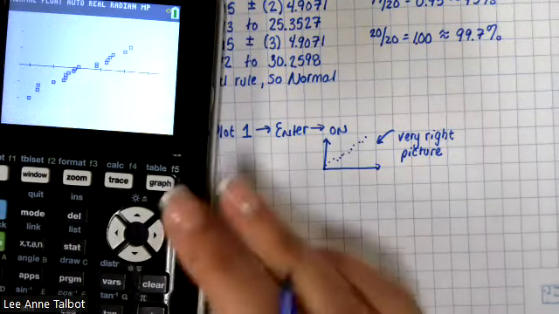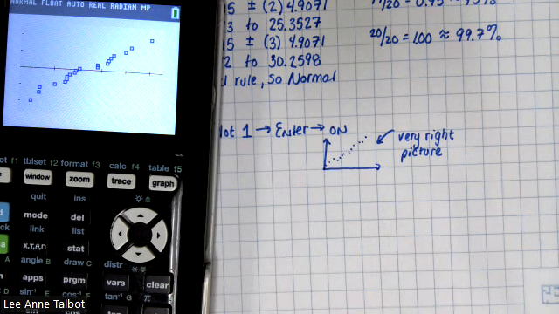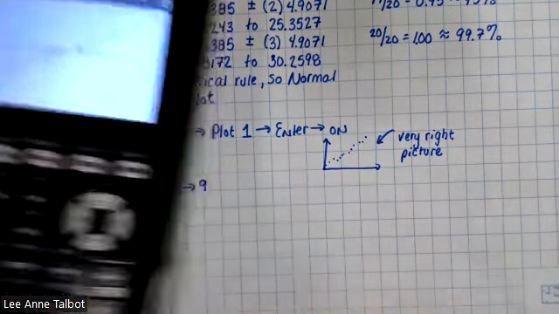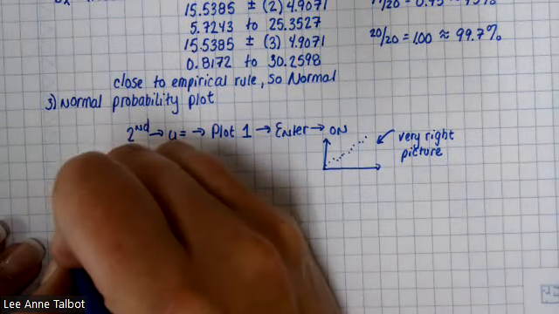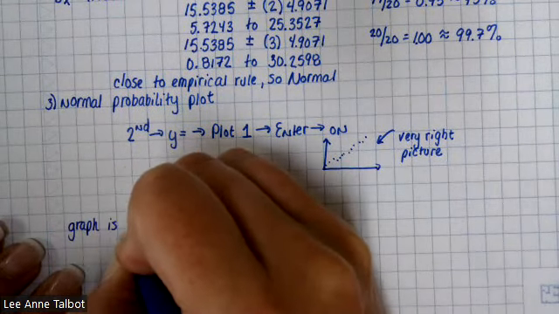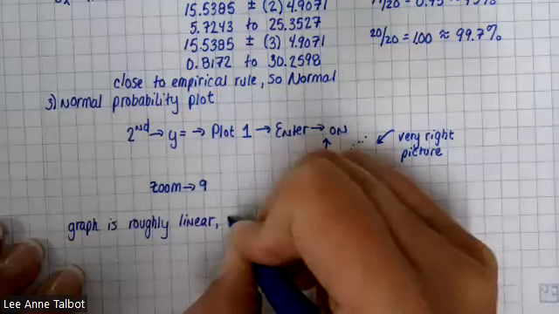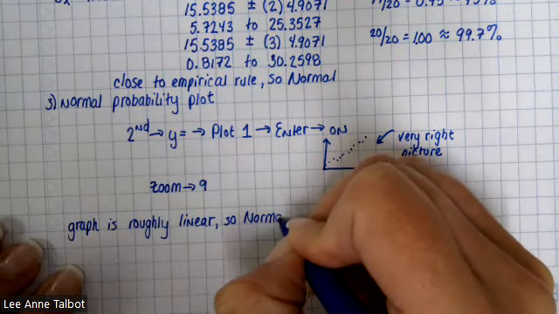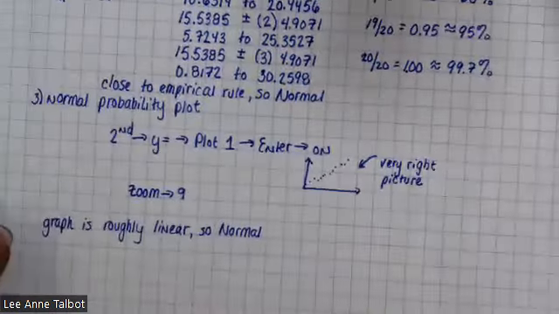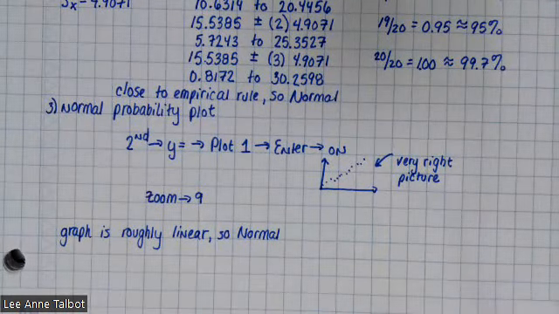Okay. Zoom 9. And what you're looking for is a line. If it's a line, then it's normal. If it's a curve, it's not normal. I'm going to show you one out of the book that's not normal. This one is pretty linear. Did you guys get it? Did you see that it was linear-ish?